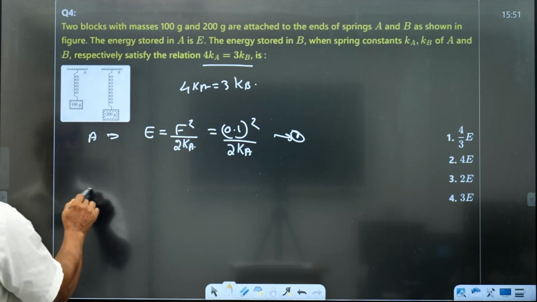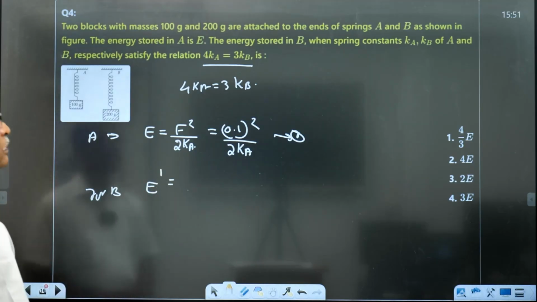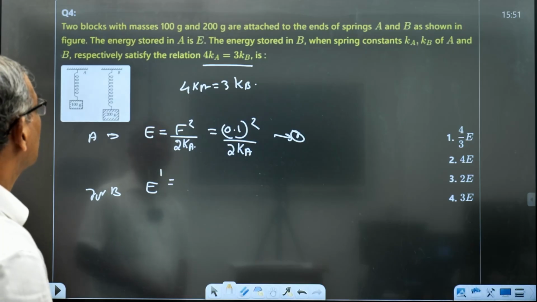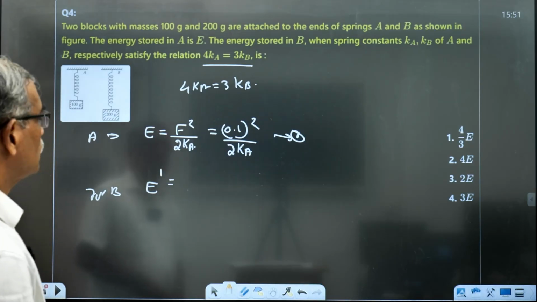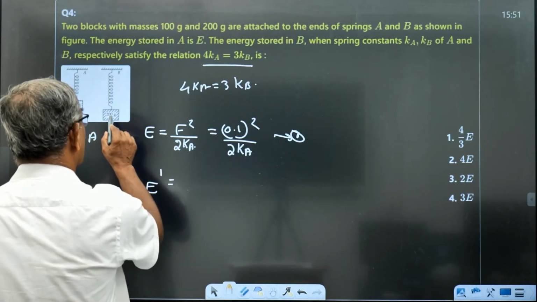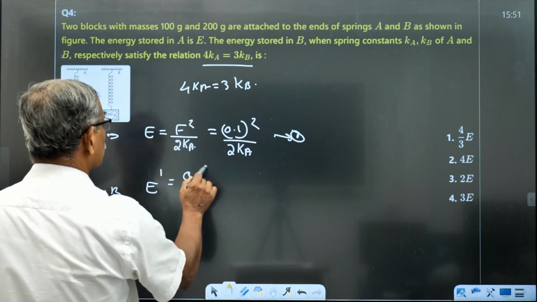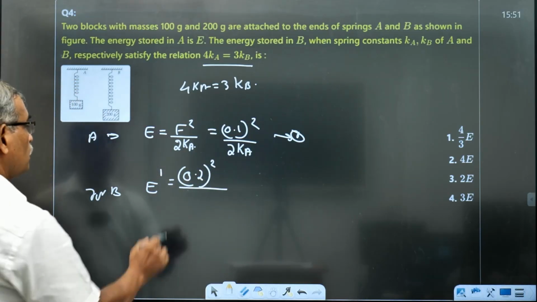Now for B, E dash, that we have to find. E dash is equal to F square by 2K. Again, the formula is the same. 0.2 whole squared by 2 Kb.